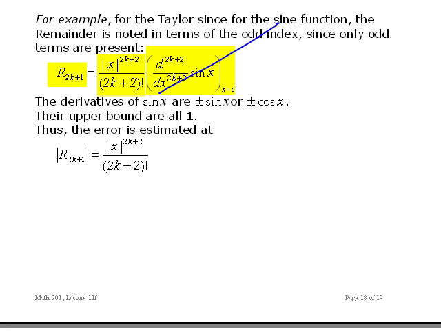These are all bounded by 1. So the remainder is going to be less than or equal to, actually, the absolute value of x raised to the 2k plus 2 power divided by 2k plus 2 factorial. That's the remainder. Now let's evaluate this at a couple places to find the error.